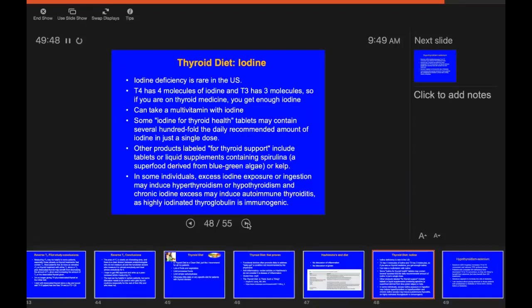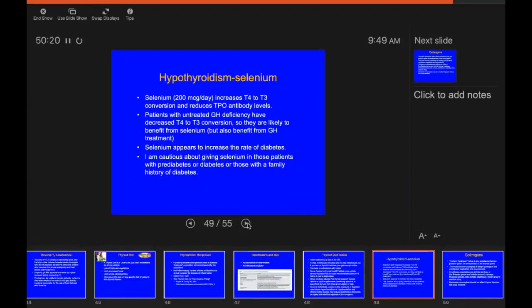In some individuals, there's certainly a lot of literature on this. Excessive iodine exposure may trigger both hypothyroidism and hyperthyroidism. So if you have somebody that's borderline hypo, you give them iodine, it could make it worse. You have someone with borderline hyper, you give them iodine, it could make both of them worse. Chronic iodine may induce autoimmune thyroiditis, as when the iodine in the thyroglobulin gets heavily iodinated, it's more immunogenic, and can lead to Hashimoto's. So I would be cautious about alternative doctors that try to treat your hypothyroidism with iodine.